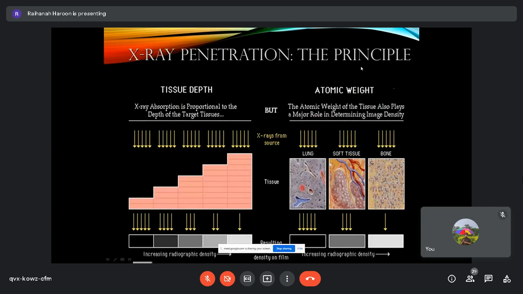So, the X-ray penetration principle. How should I explain this?